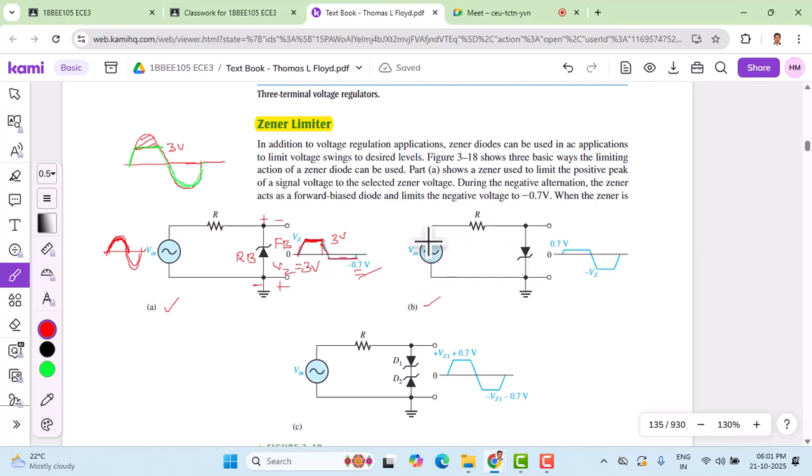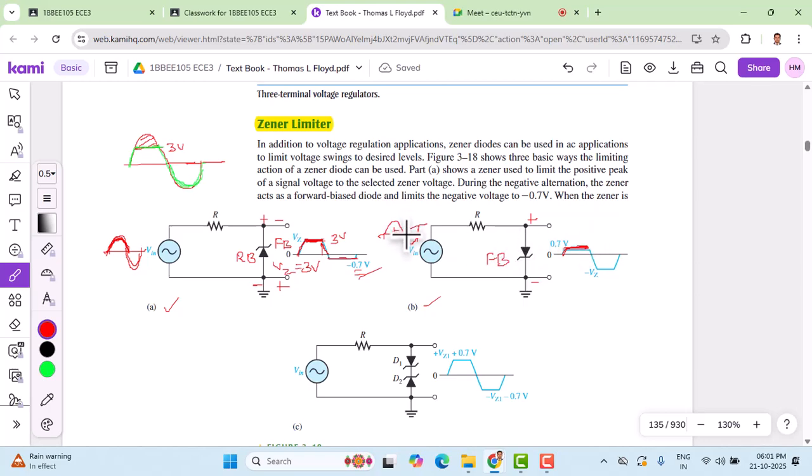Let's go through the second one, which is another application. Here also we apply a sinusoidal AC source in this way. Let us analyze this in the positive and negative half cycle. For a positive half cycle, the polarity will be plus at the top and minus at the bottom. The Zener diode is forward biased. When forward biased, it maintains 0.7 volt across it, and the sinusoidal wave will not rise above 0.7 volts.